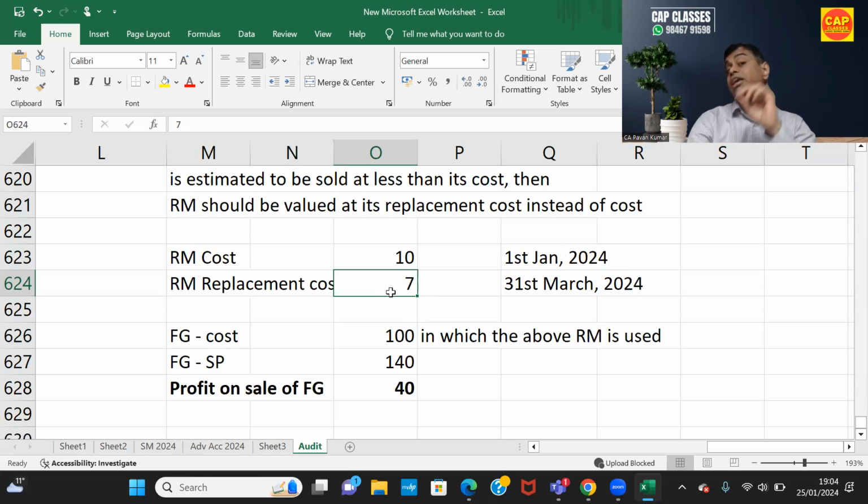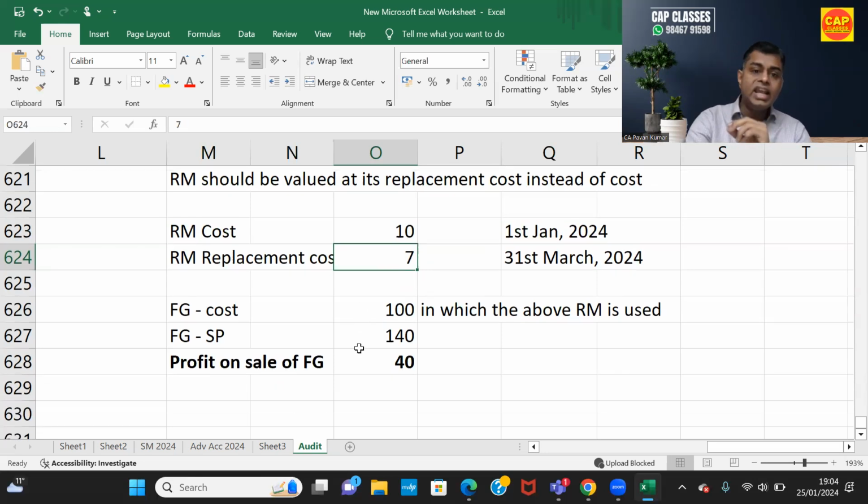Now, Pawan sir, what if I use this raw material X in finished good Y, but the finished good's cost is 100 and it will be sold at 80 rupees only? The final finished good will be sold at a loss. Then that is a problem.